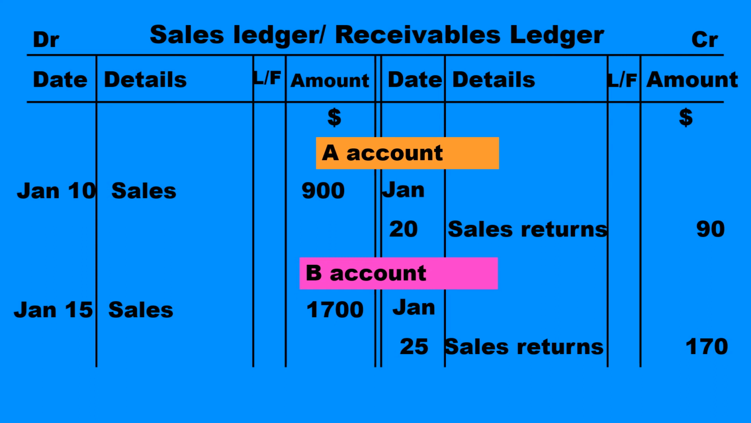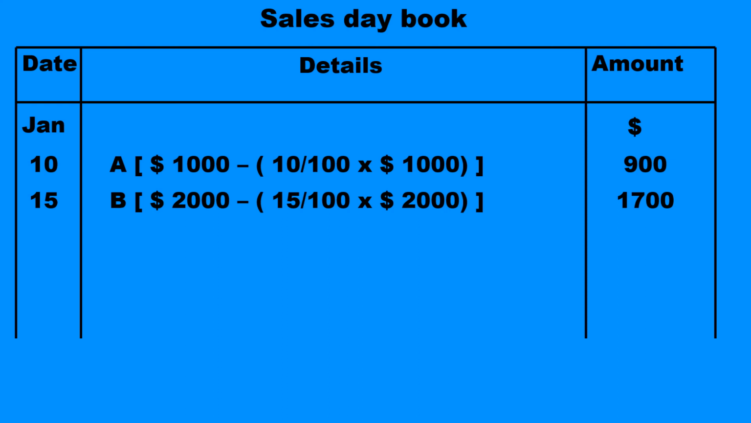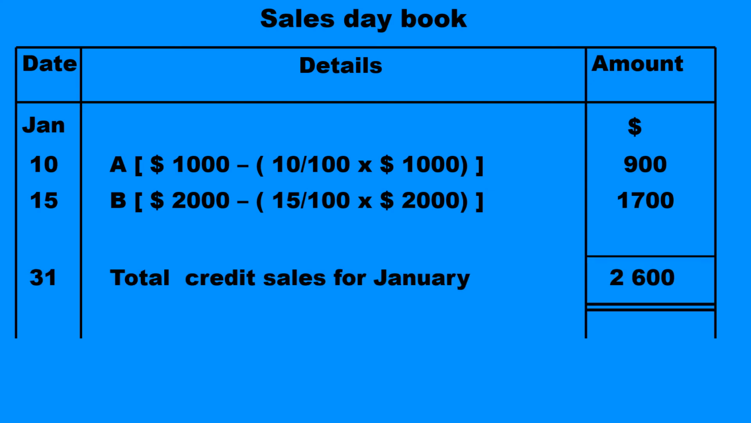How do we record after trade discount? So let us now close the sales table. We're going to see that for A, the net amount of credit sales is 900, and for B, 1,700 after the trade discount. We do not take the total of the list prices of the goods sold, the total being 2,600 after trade discount for both customers. The total credit sales for the month of January is 2,600. This will go in the sales account.